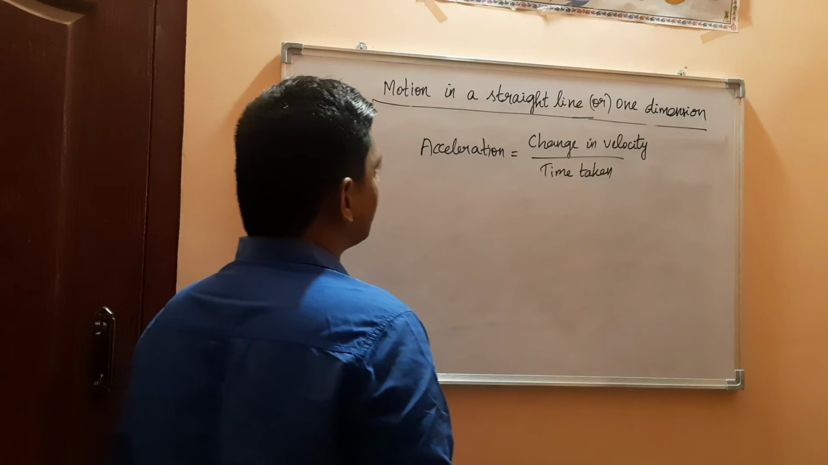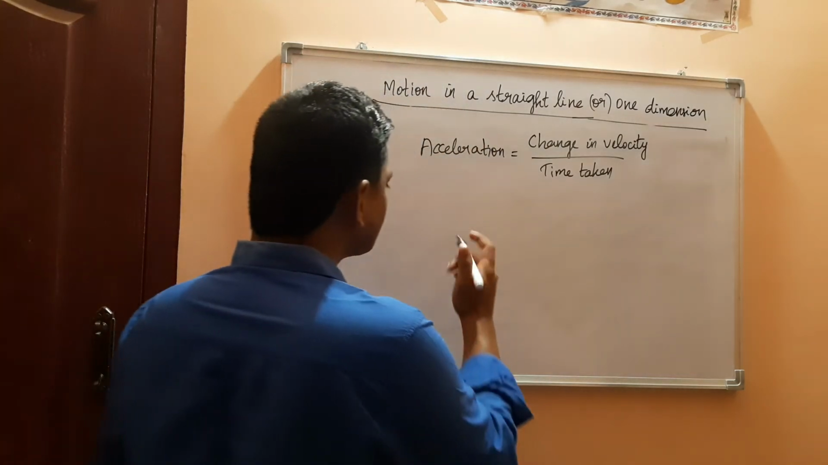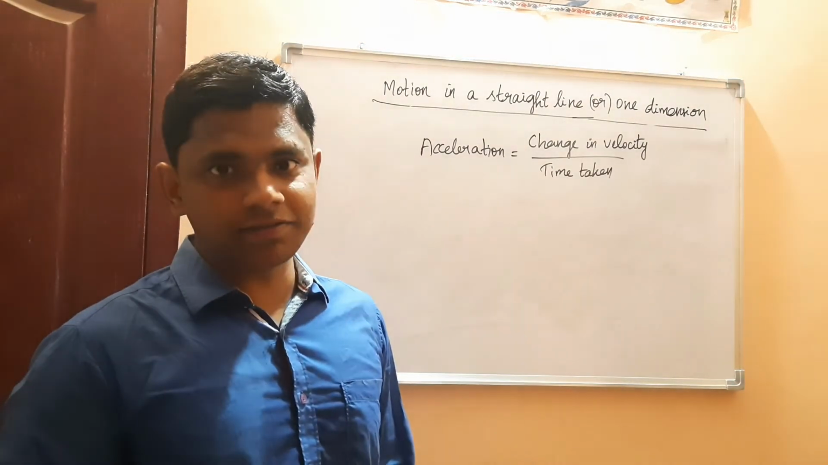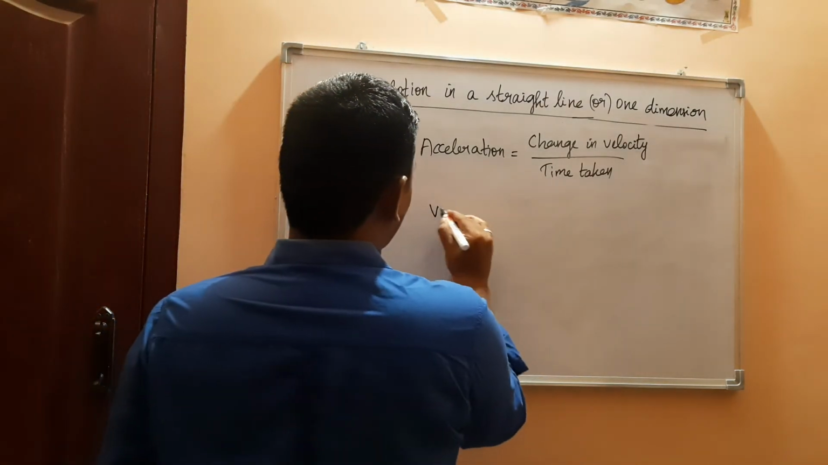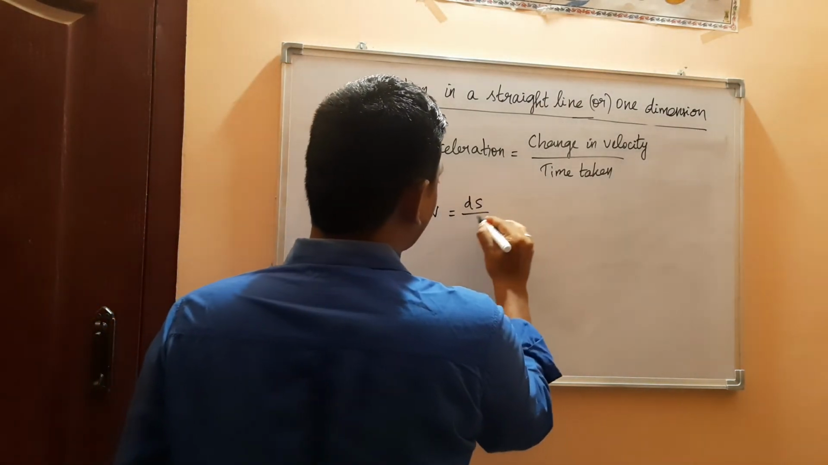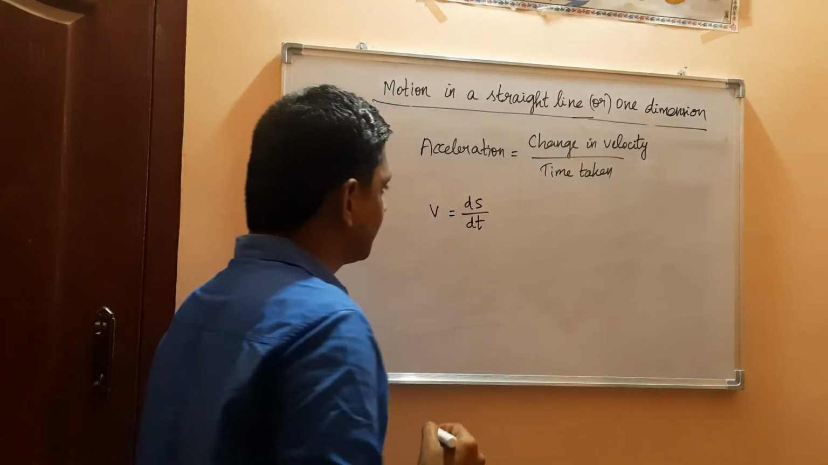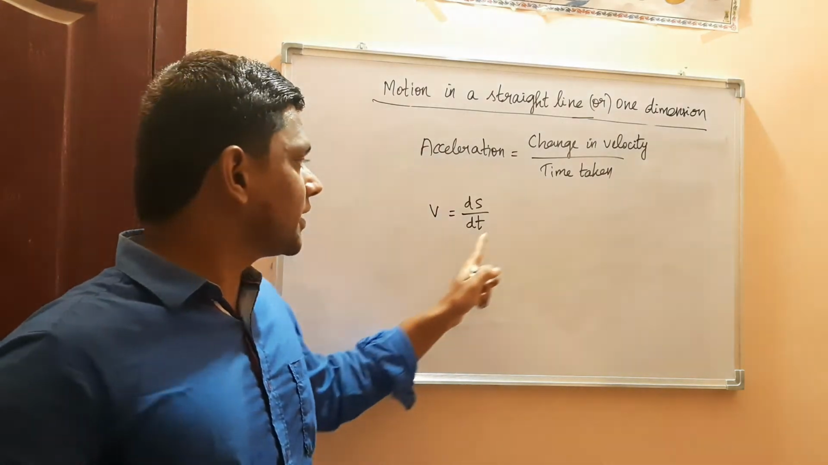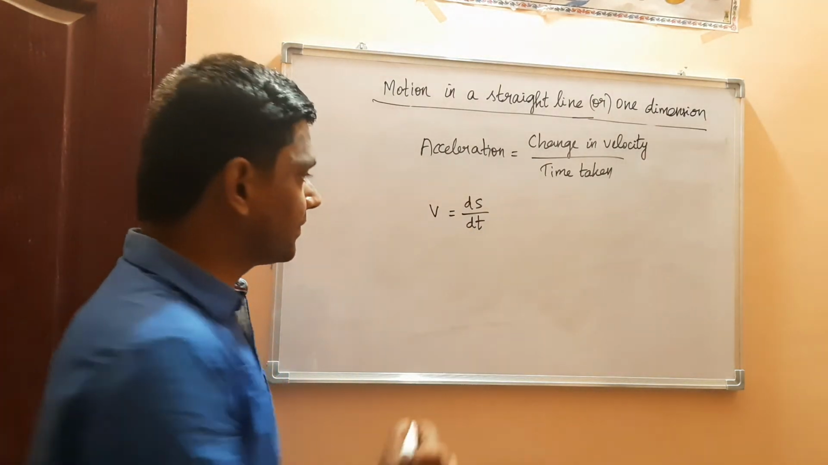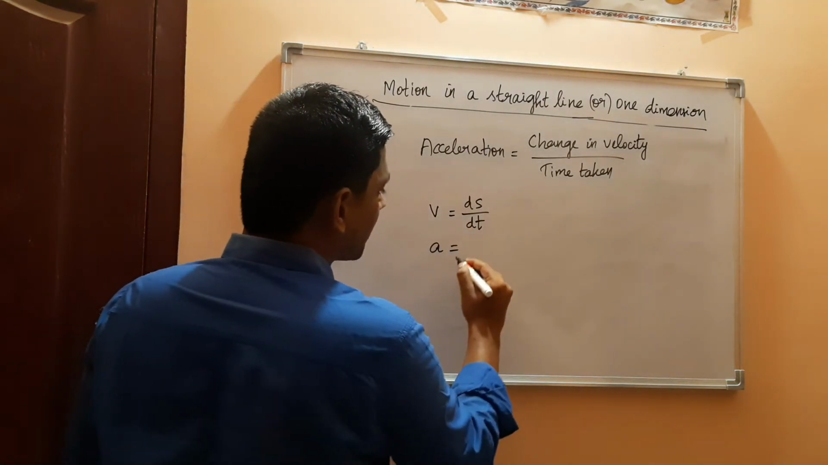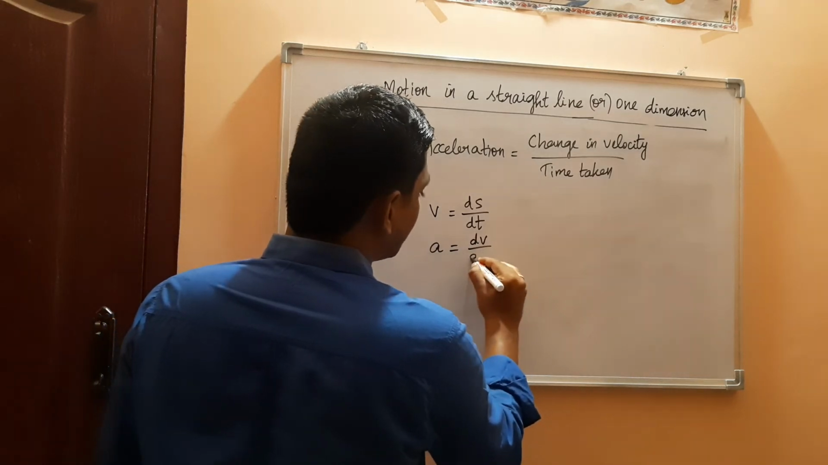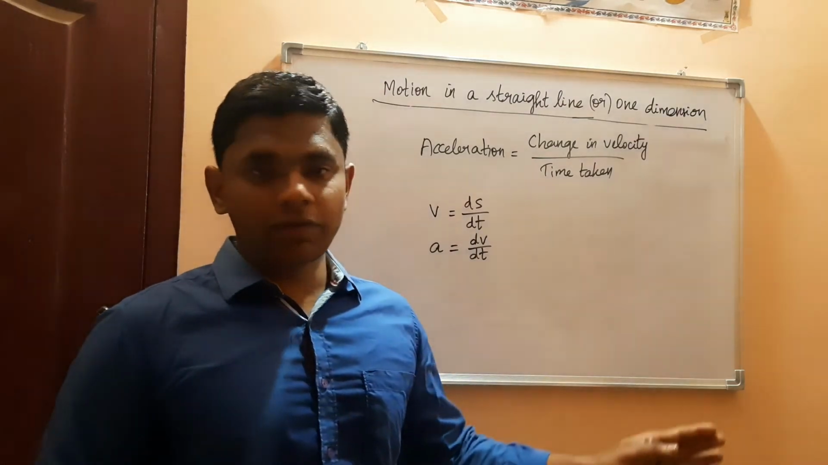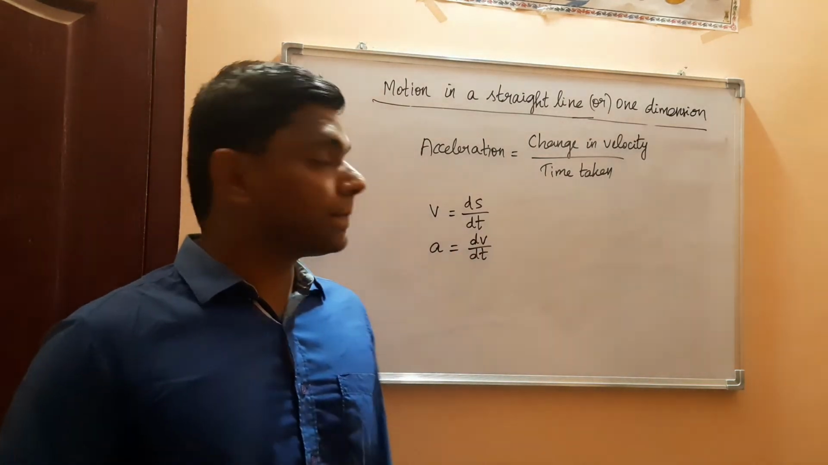This is all about motion in a straight line, and we need to know about the differential formula for velocity and acceleration. So for velocity, this is the differential formula, v equal to ds by dt, where ds refers to the change in displacement and dt refers to the change in time. For acceleration, we have to use this formula, a equal to dv by dt, where dv means the change in velocity and dt means the change in time.